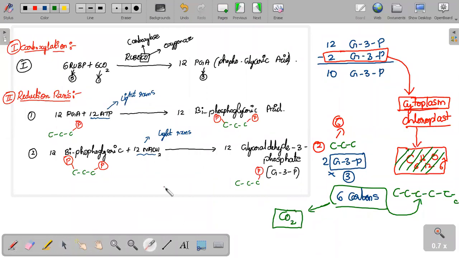Just go and see. I'm pointing out with the laser. How many carbon dioxides are there actually? 6 carbon dioxide molecules are there. In 6 carbon dioxides, how many carbons are there? Actually 6 carbons are there. Those 6 carbons only are getting utilized for the production of the glucose molecule.